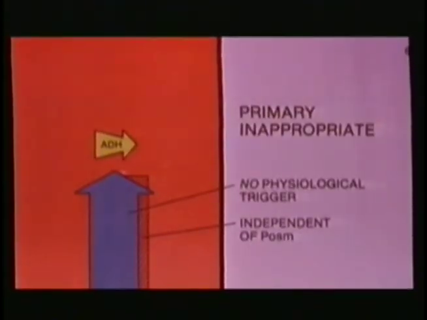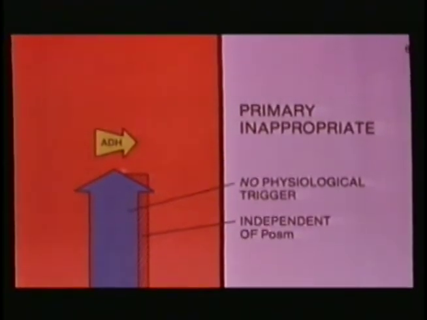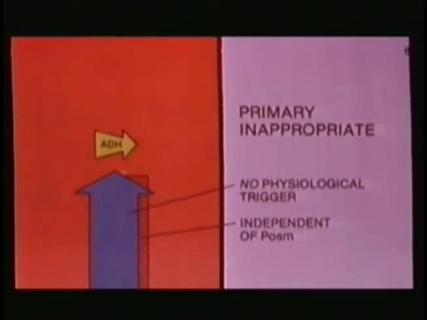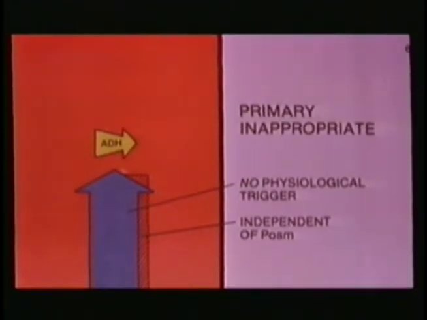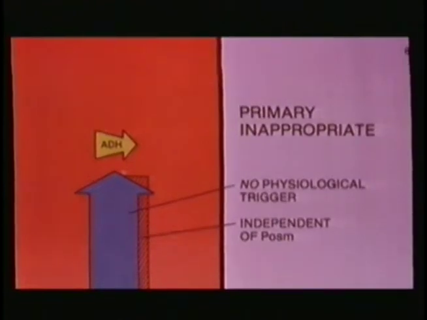In this case, hyponatremia is due to the primary inappropriate release of ADH. Primary because it occurs in the absence of the physiological triggers we have already discussed, and inappropriate because the hormone is secreted independent of the level of P-osm.